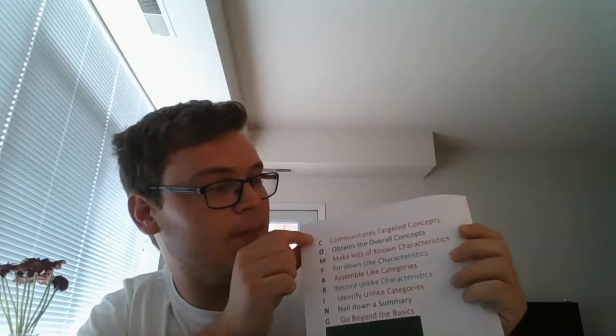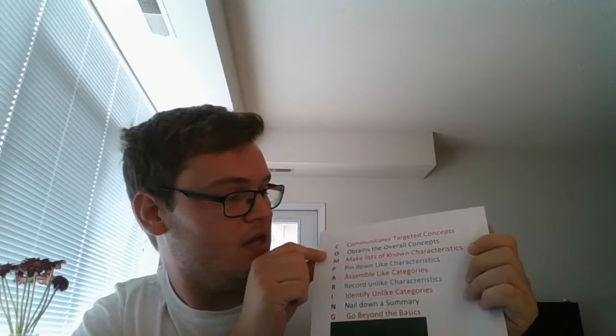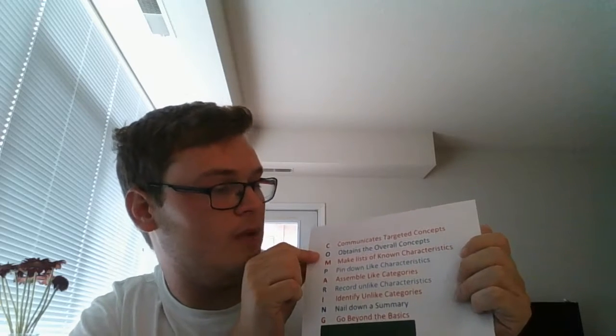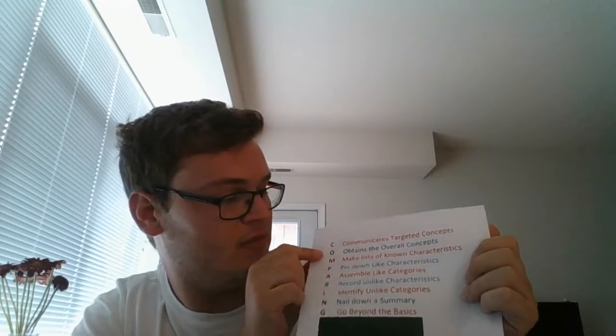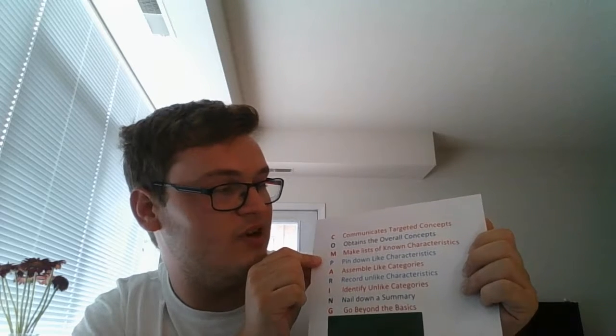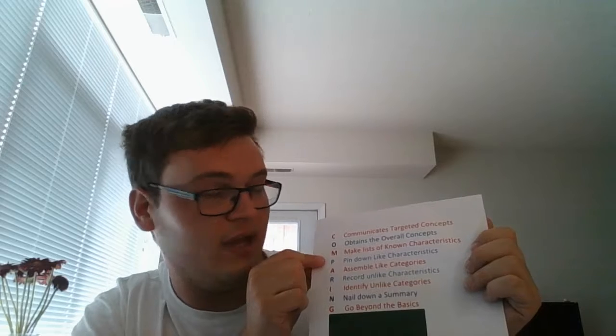Comparing communicates targeted concepts. That's the C. The O: obtain the overall concepts. The M: make a list of known characteristics. The P: you are going to pin down like characteristics. A: you're going to assemble like categories.